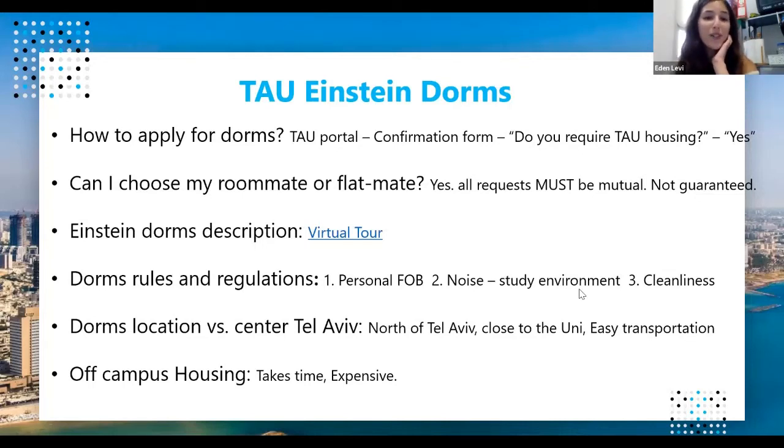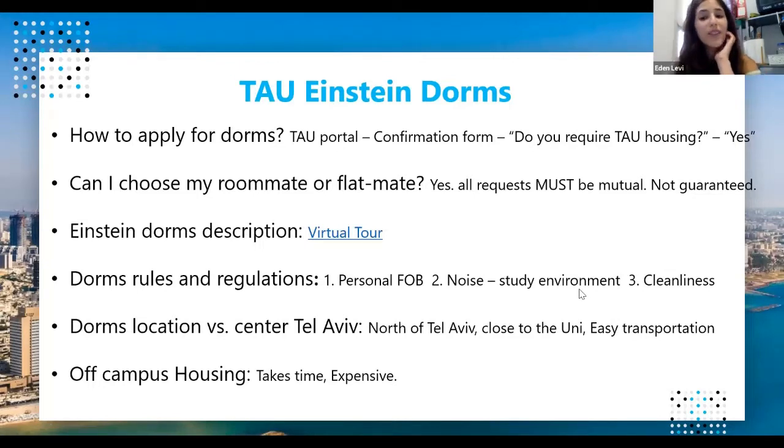So let's continue to the biggest question. Are you able to choose roommates or flatmates? So the answer is yes, but we can't guarantee that. In the same confirmation form that I talked about before, there is a pane in which you may type in a requested roommate. Please choose only one. If you want to request flatmates as well, you may put them in brackets, and if it is possible, we will consider your request. We want your experience here to be fun and comfortable, and we do our best to make sure all requests are answered.